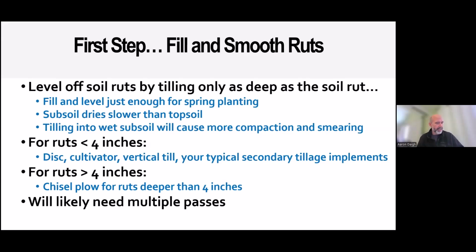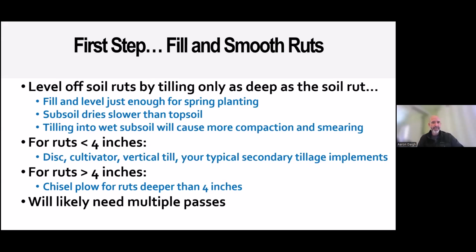So when this compaction happens, one of the first steps that I usually recommend to folks is to fill and smooth out the ruts, because you've got to get another crop in there and you can't plant into 4, 6 inch deep ruts. You just can't do it. So fill and level the ruts just for the spring planting. Subsoil dries slower than topsoil, so unless it dries out quite a bit, avoid mechanically going after the subsoil compaction. It's probably just not going to be a viable thing to do that next year.